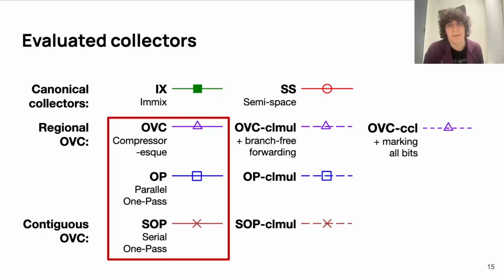There are different parallel and serial variants, as the parallel variant introduces some synchronization needed in order to perform pointer threading with multiple threads, which we don't have in the serial version. We evaluate these collectors against the semi-space and IMIX collectors, which are the best performing canonical collectors in MMTk. And we evaluate them all on OpenJDK 21 and the DaCapo Chopin benchmark suite. All of the evaluated collectors are stop-the-world and full-heap collectors, and all but serial one-pass are parallel. The parallel offset vector compactors partition the heap into regions of 256 kibibytes each for parallelization.